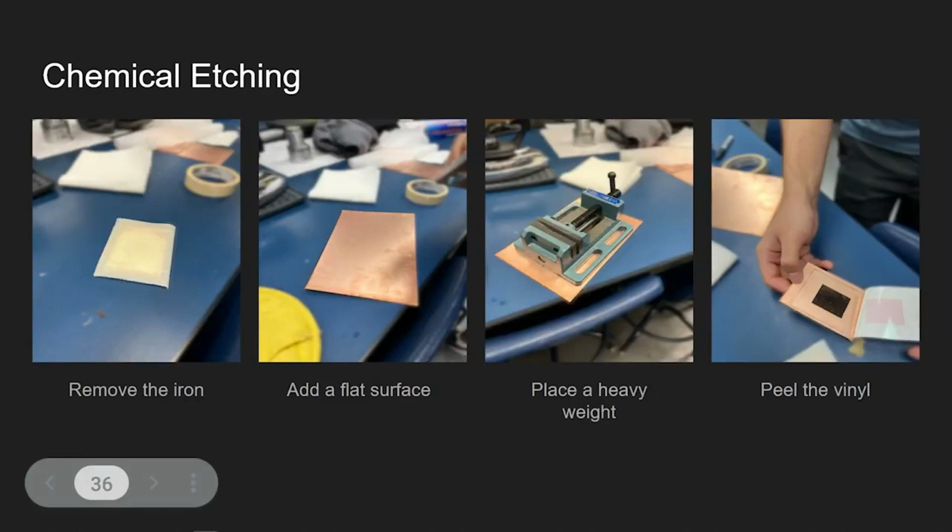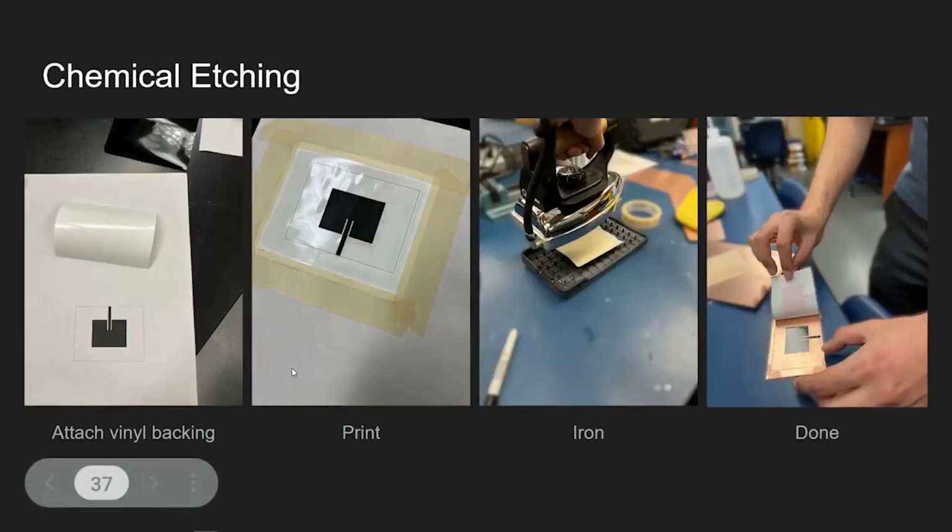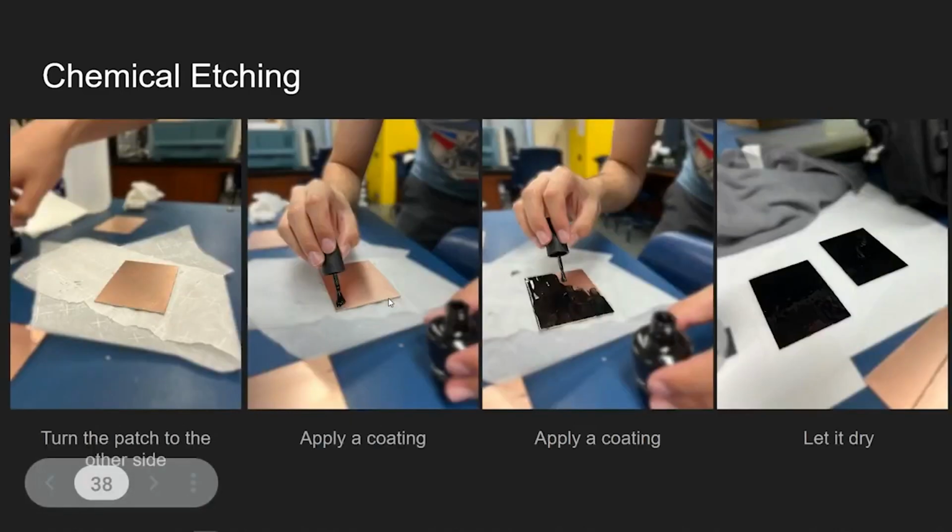Once the time has passed, the iron can be removed, a flat surface should be placed on top, and a weight should be placed on that flat surface to hold the backing down while it cools. After about 2 more minutes, the weight can be taken off and the vinyl backing can be peeled, which should reveal that the transfer succeeded. The same exact method can be used for the microstrip patch, printing it to the vinyl backing and ironing, and then completing the design.